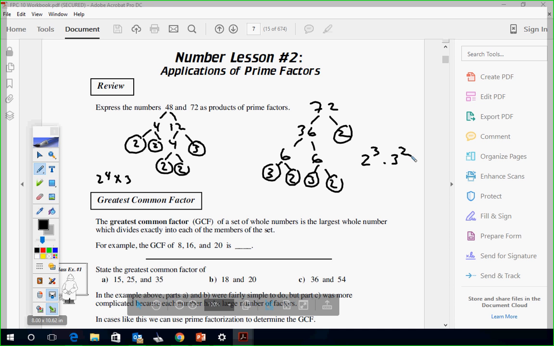All right, so the greatest common factor of a set of whole numbers is the largest whole number that goes into those numbers. For example, the GCF of 8, 16, and 20: what's the biggest number that goes into all 3 of them? Lauren? 4, right? So we would say 4 here. That's the greatest common factor of all those.